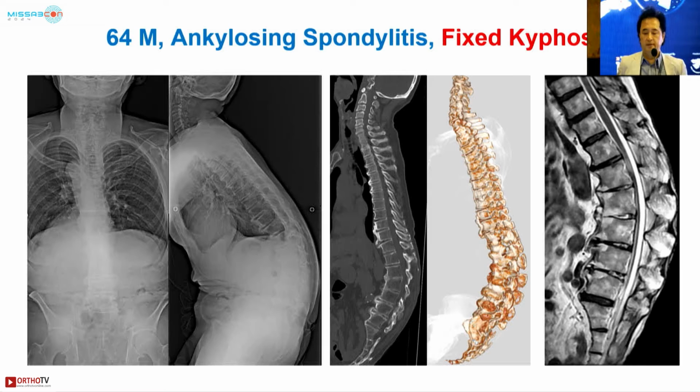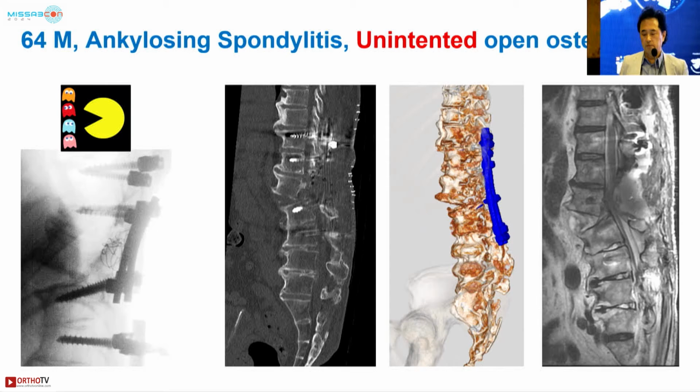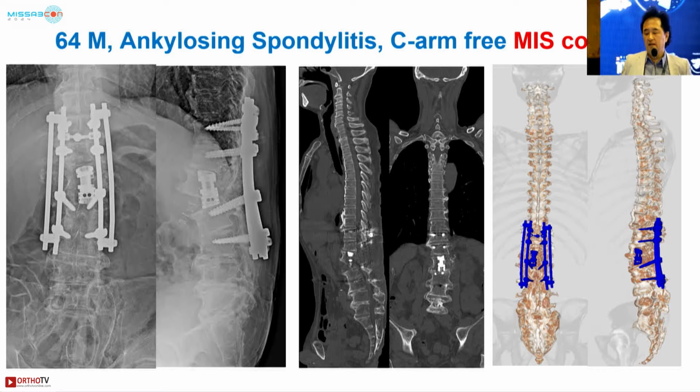Another case is a 64-year-old male with ankylosing spondylitis. As you know, for this kind of fixed kyphosis, we need 3-column osteotomy, usually PSO. We were planning to do PSO, but it became an unintended open osteotomy. The anterior part is open and became a complete 3-column osteotomy. For this case, we also performed mini corpectomy and multiple rods.